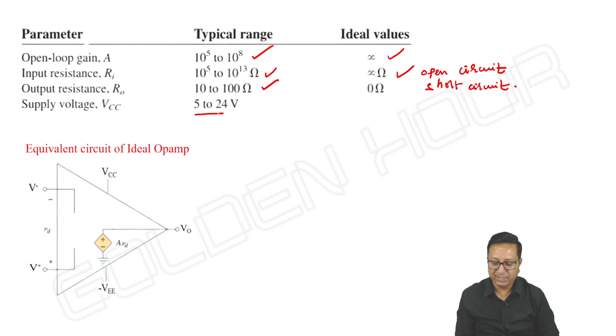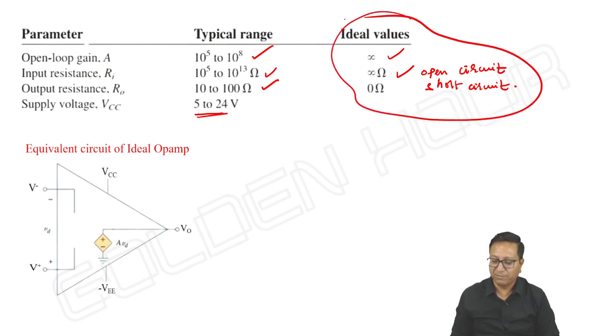Power supply range, it was mentioned earlier also, 5 to 24 volts is the range. So, if you look at the values of an ideal op-amp, input impedance is infinite, which means I can treat it like an open circuit, and output resistance is 0, which means short circuit, so no Ro is shown.